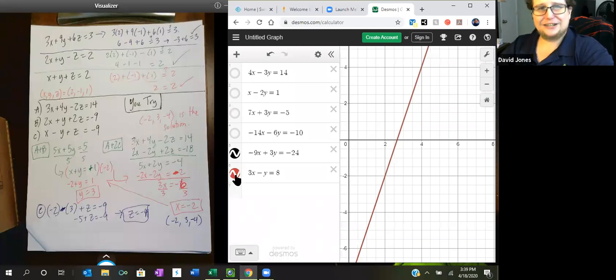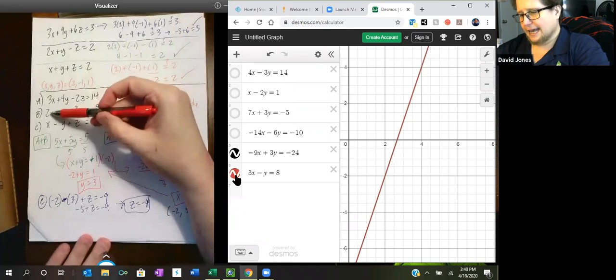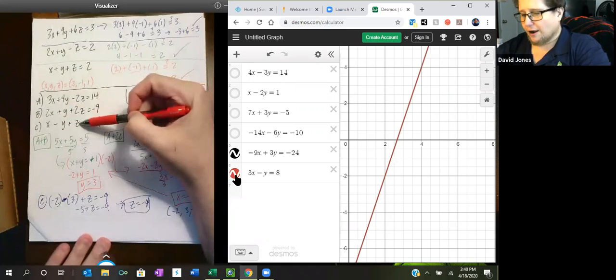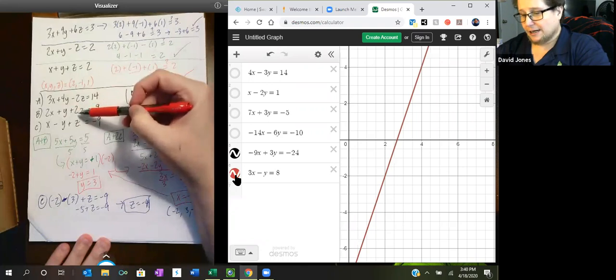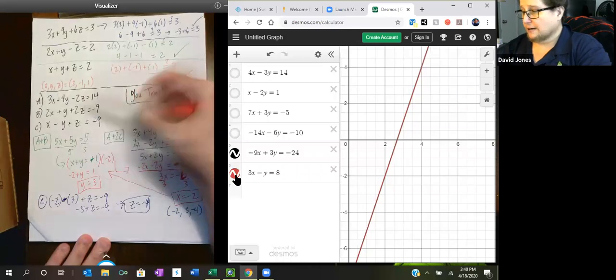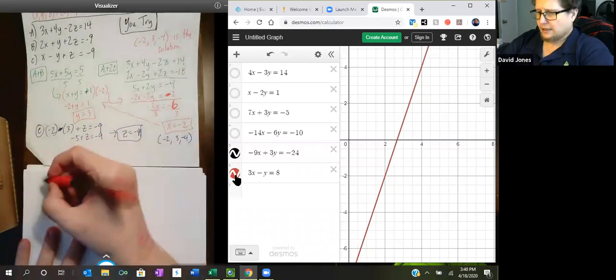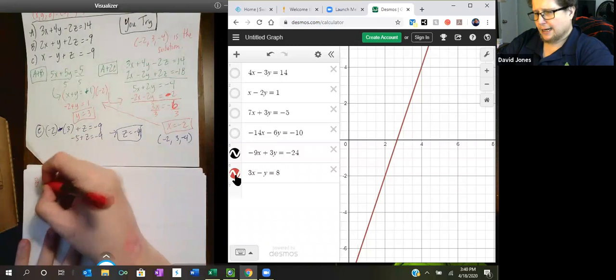There was actually an easier way to do this. It doesn't always leap out at you. So if it does, you can save yourself some work. Check this out. B and C, the x's and z's, have the same relationship. This is x, this is 2x, this is z, this is 2z. What if I did B minus 2C?